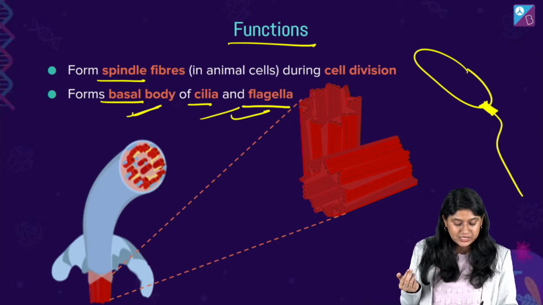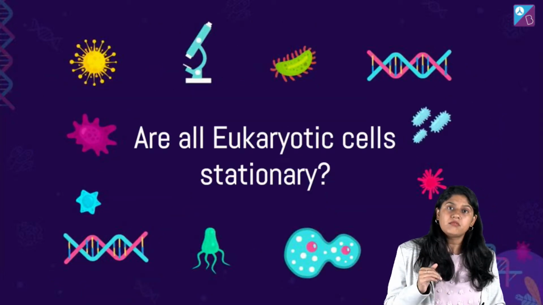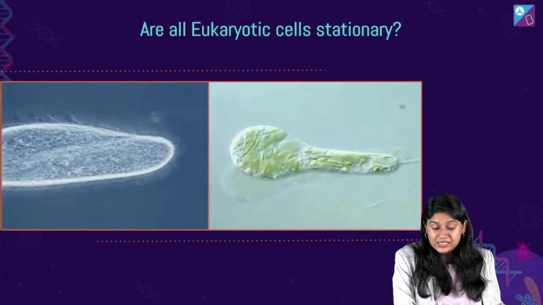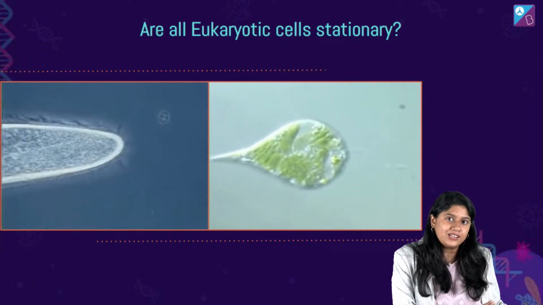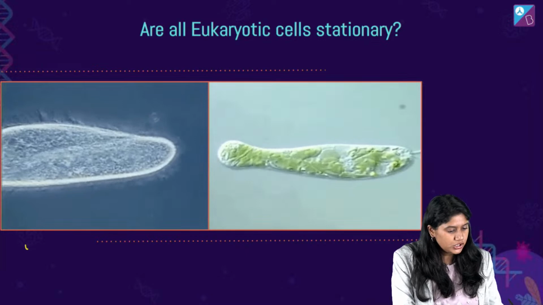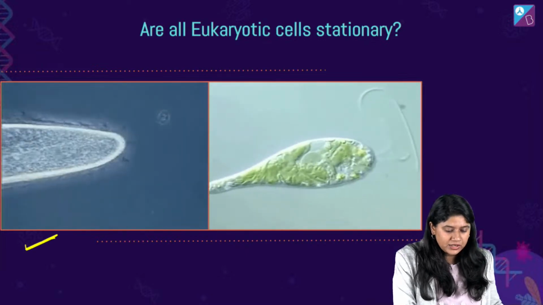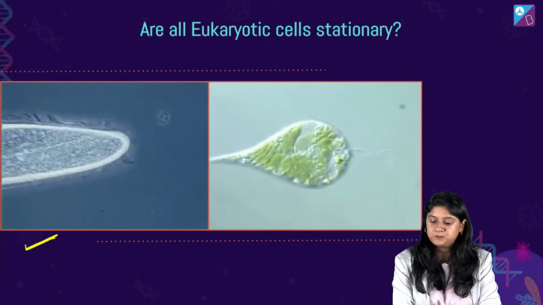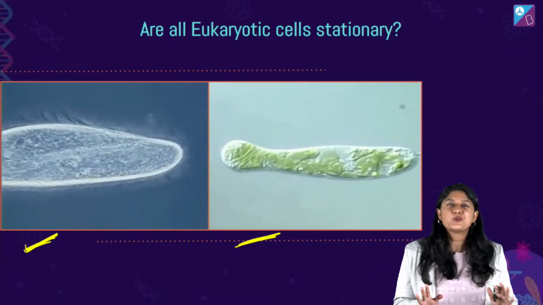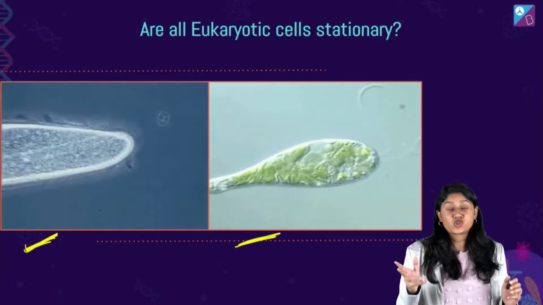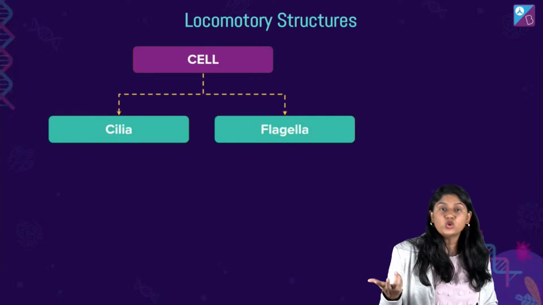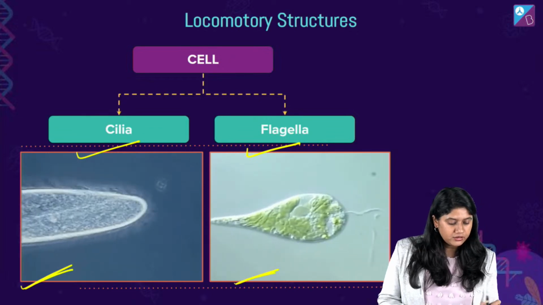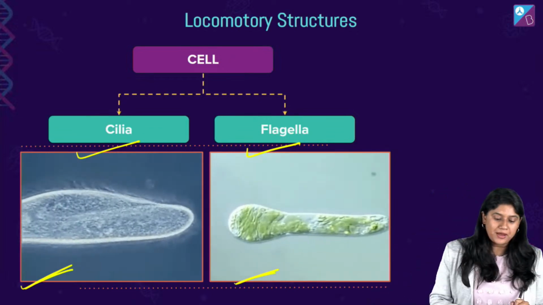So now we'll be discussing the eukaryotes. Are they really stationary? We know that they are not. Not all eukaryotic cells are stationary. We can see the movement happening. See over here the cilia? And over here we can see the flagella. So these two play a very important role in the movement or the locomotion of the cell. We have two types of it: cilia and flagella. Of course we have the cilia over here and flagella in the euglena, and we have the paramecium over here.